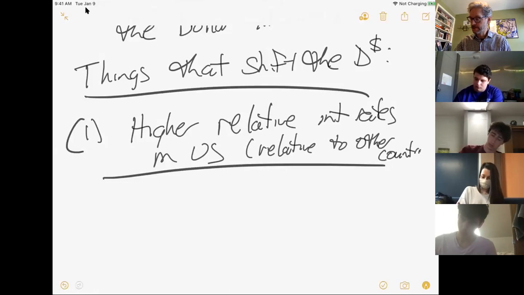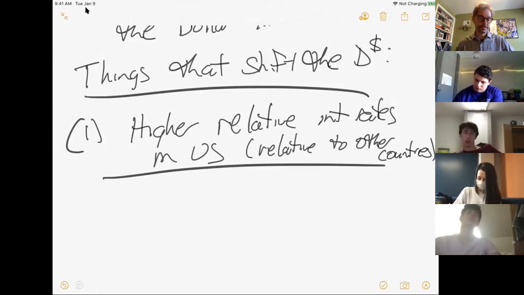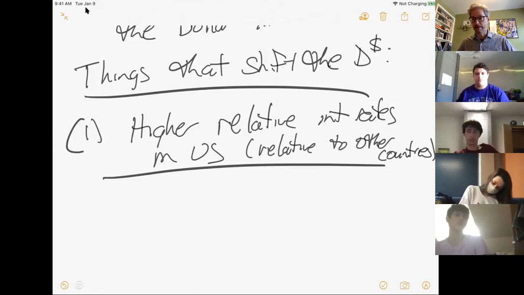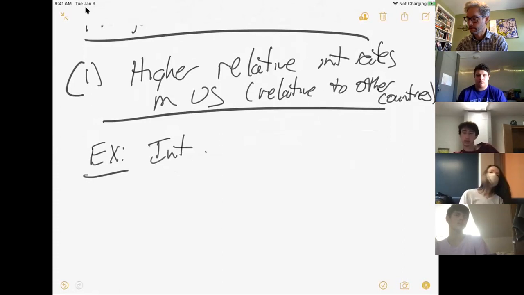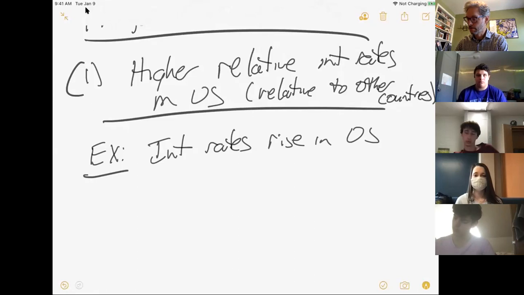And the key here is this word relative. Because if interest rates go up in the US and interest rates go up everywhere in the world, that's not going to change anything. It's only when interest rates change in the US relative to other countries that you begin to see some movements in the value of the dollar. So let's think about an example here. Let's say that interest rates rise in the US.